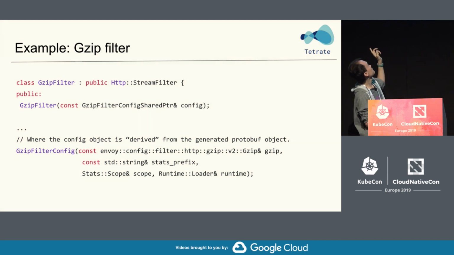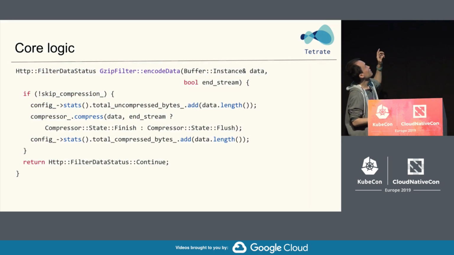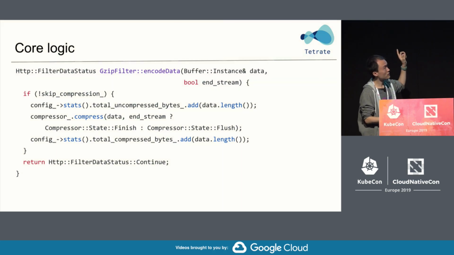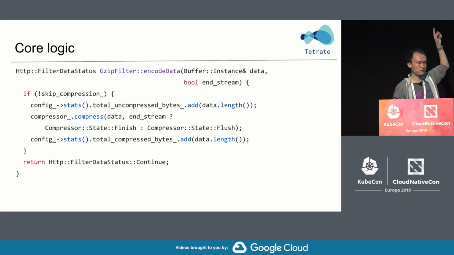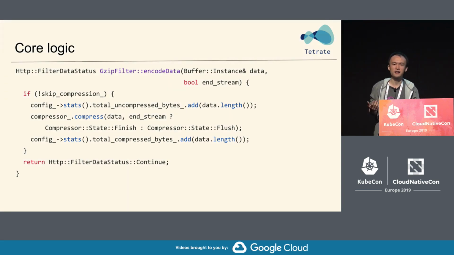So the config is just like this. You create the config from the protobuf, and this is the logic. Here I only show you one of the methods from the filter, which is encodeData, the key part of the filter. It just needs to send the buffer to the compressor. Then the data is modified by the compressor, and it will be sent back to downstream. The skip compression boolean here is computed from the header; you can do your own logic there to see if the client can receive the compressed data, or put in other conditions to calculate that variable.